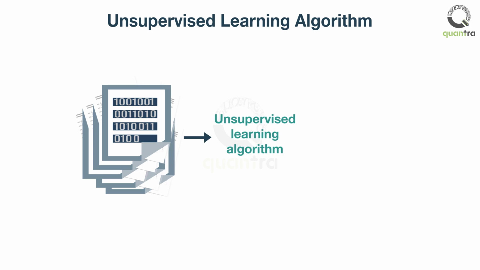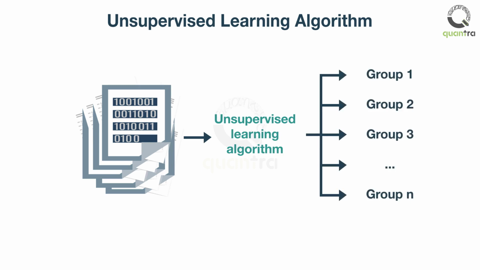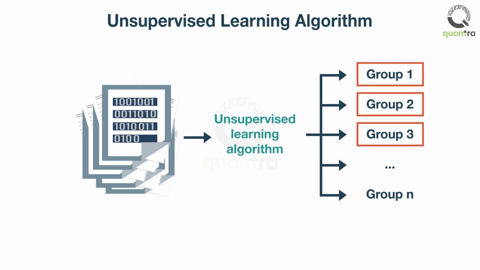Unsupervised learning algorithms can help to discover hidden patterns in the dataset. It can help you to group or cluster similar data points together. You can then analyze these groups and extract insights from them. Let us see how this can be applied in trading.